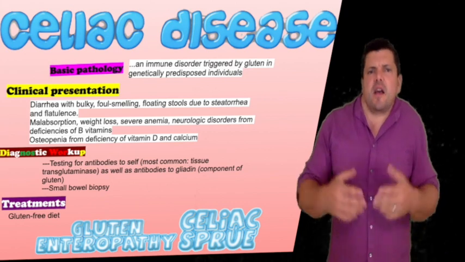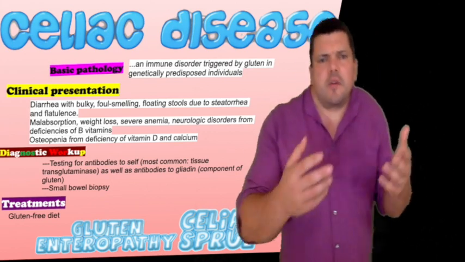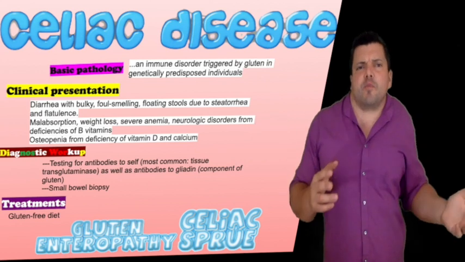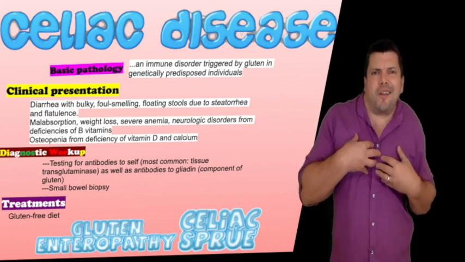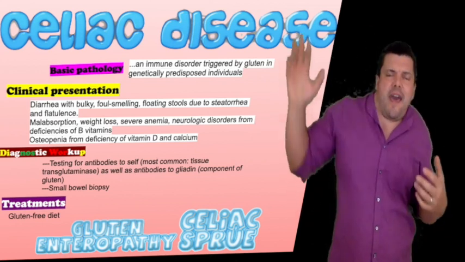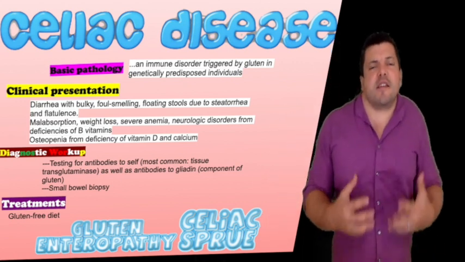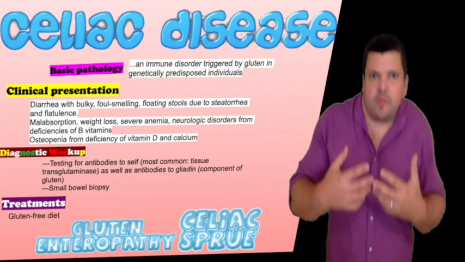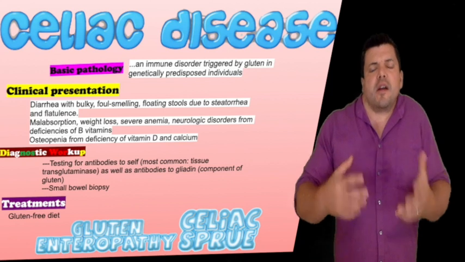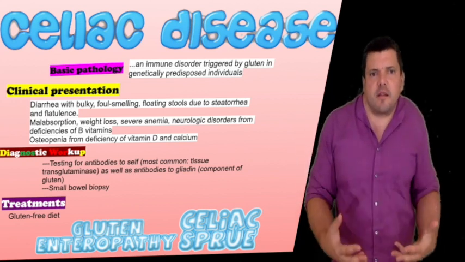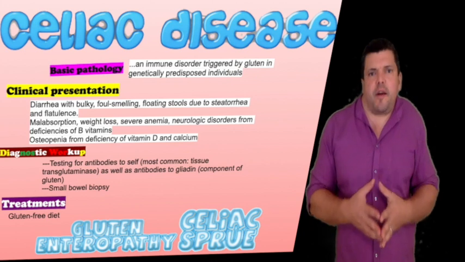Celiac disease, some people refer to it as gluten enteropathy. Some people refer to it as celiac sprue. That was actually the name that I learned about it under way back last millennium when I went to nursing school. So celiac disease is the true immune disorder, where gluten triggers this inflammatory response.